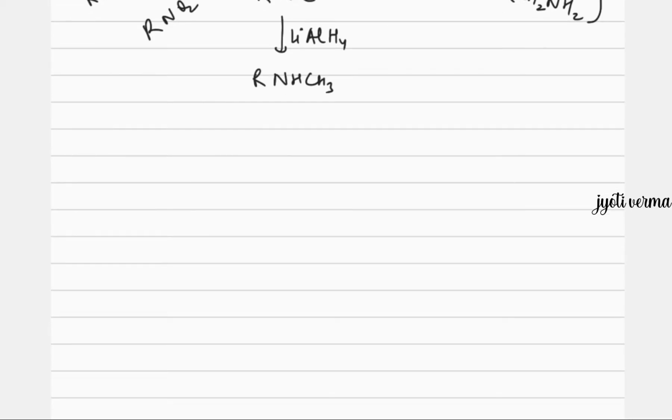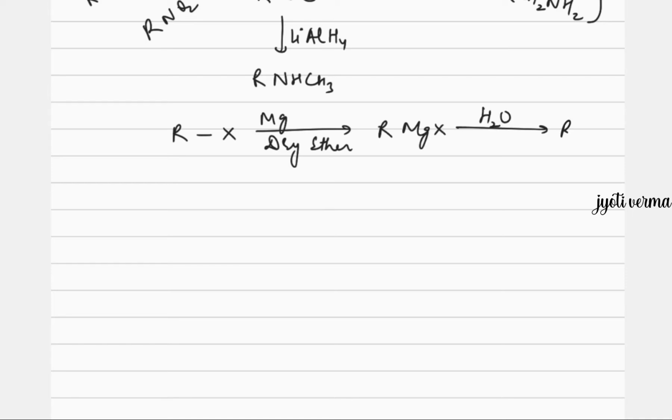Apart from this, the other reaction is RX on reaction with magnesium in the presence of dry ether, which will give Grignard reagent. Grignard reagent on reaction with moisture will give the corresponding alkane. The other reaction we should be aware of is RX on reaction with sodium metal in the presence of dry ether, which will give RR, the alkane in which the number of carbon atoms is doubled. This is Wurtz reaction.